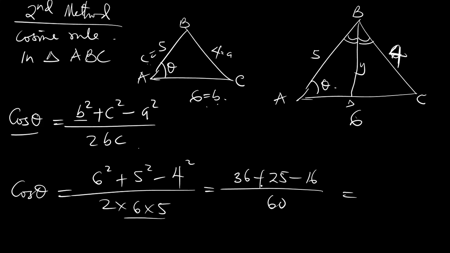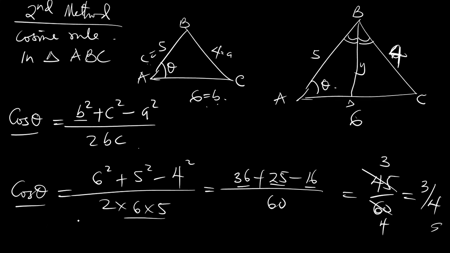This minus this will give you already 20 plus this will give you 45 over 60. So 15 here is 3, 15 here is 4. So you have 3 over 4 as our cosine. So cos theta is equal to 3 over 4.